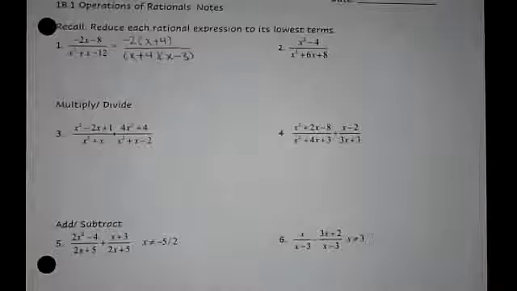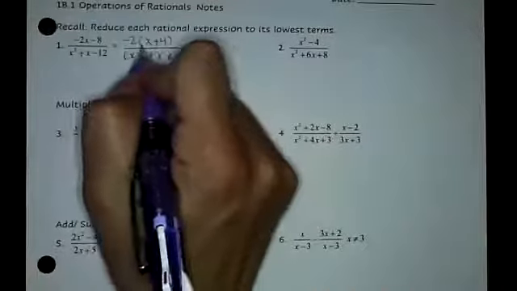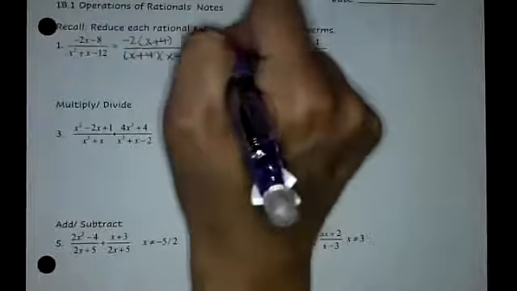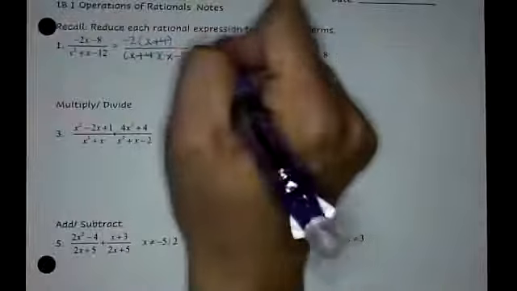Now we can reduce this fraction if there is exactly the same factor in the numerator and the denominator. And there's an x plus 4 and an x plus 4. So I can cancel those out to reduce. And so that would be -2 over x minus 3.